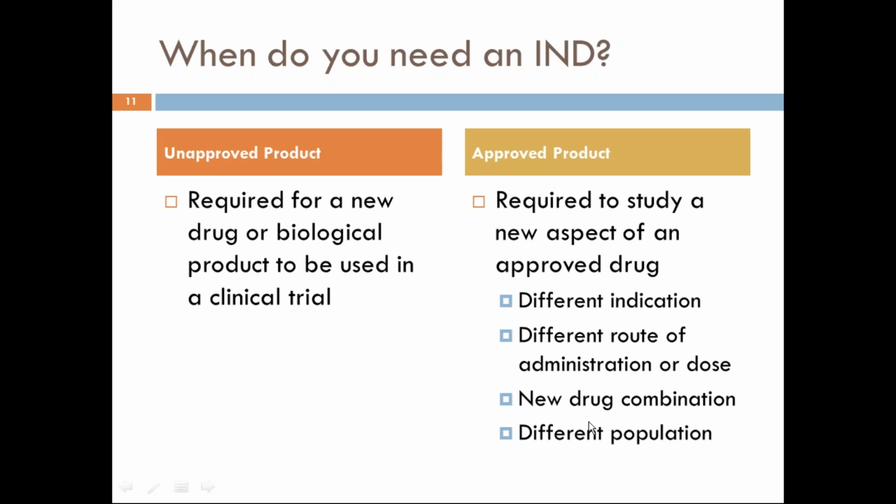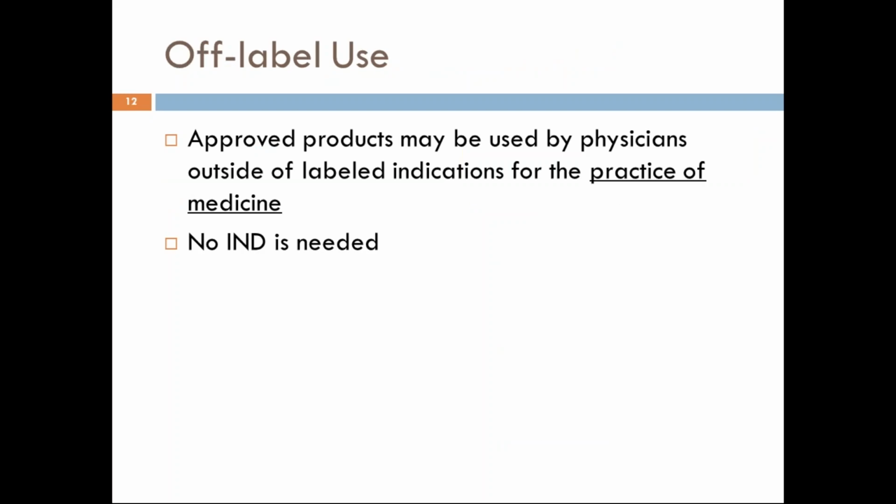Different route of administration or different dosing, if it changes the risk profile. If it's a new combination with other drugs, or if it's a different population. You can imagine something that's approved for adults, and now you want to use it in a pediatric population, you need an IND. So I have a little quiz.